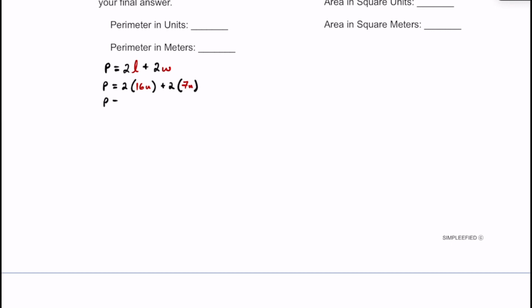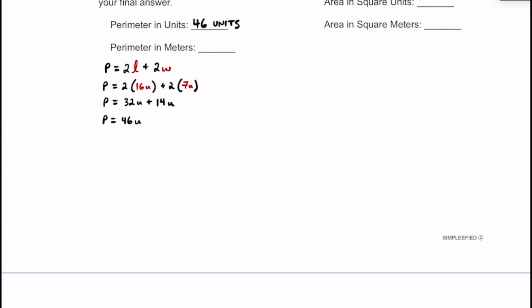If we go ahead and figure that out, 2 times 16 is 32 units, plus 2 times 7, that's 14 units. And so 32 plus 14 is going to be 46. So the perimeter here all the way around is going to be 46 units around. So let's go ahead and put this as 46, and it's going to be units.